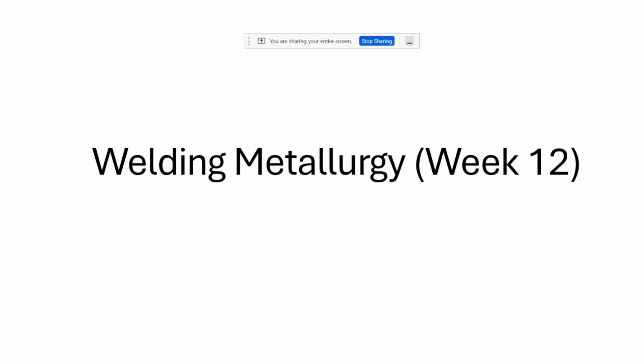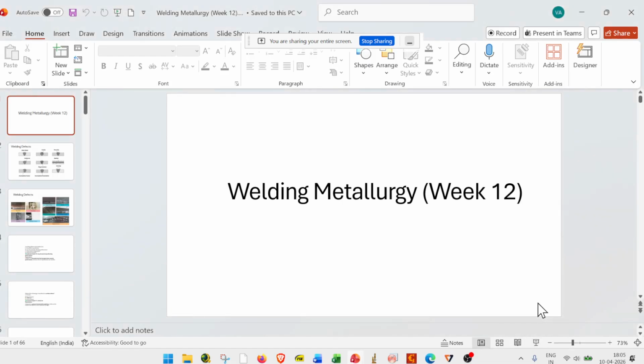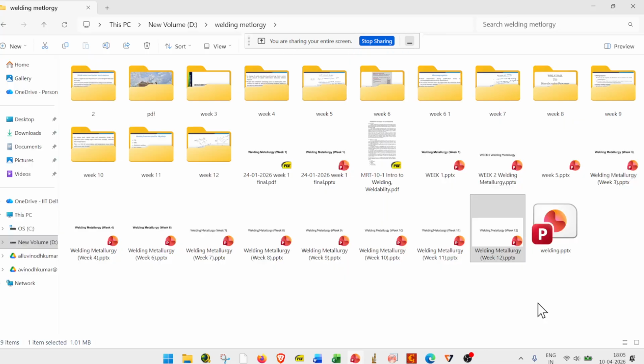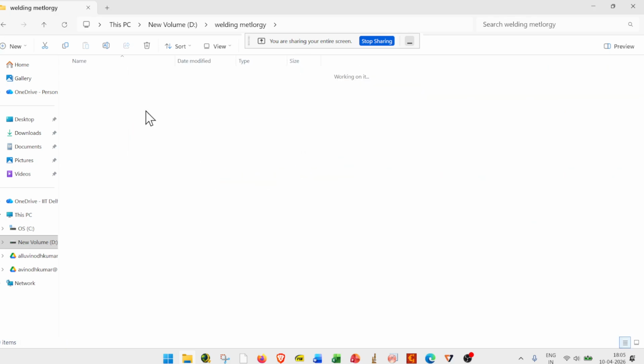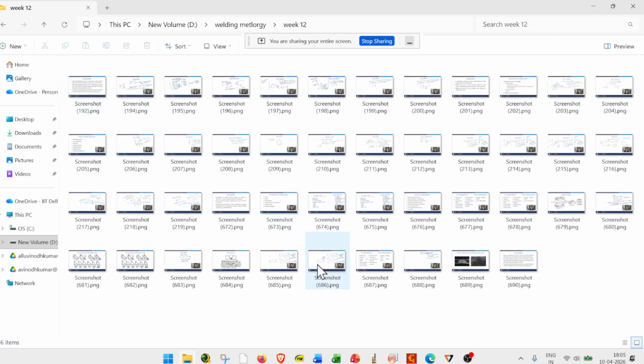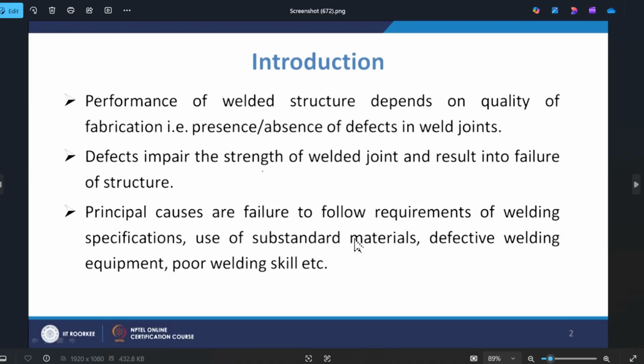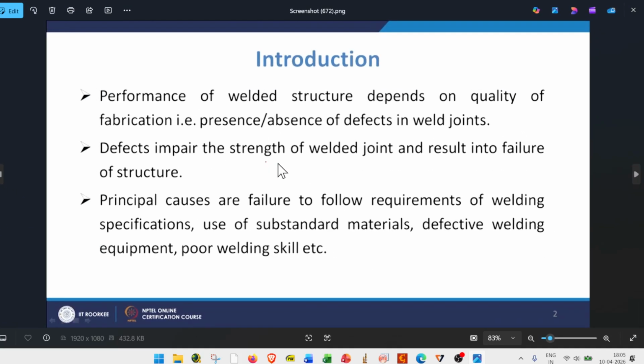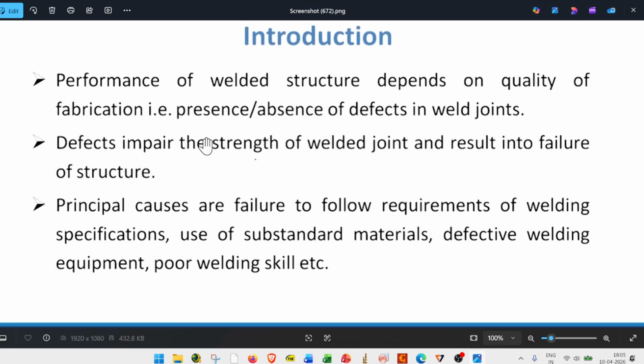Okay, good evening all. So I think let's start today's class. First we will recap what sir has taught. So today is all about welding defects.